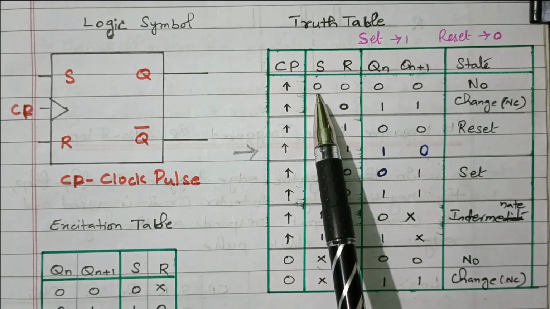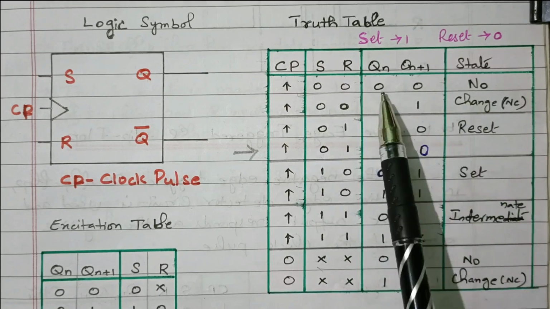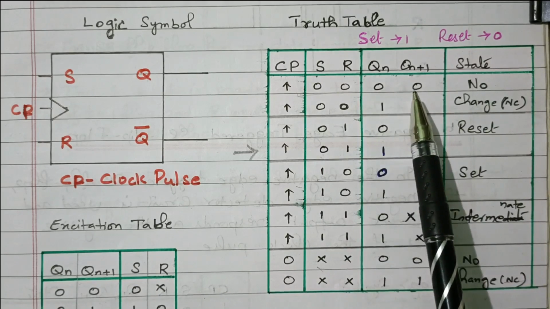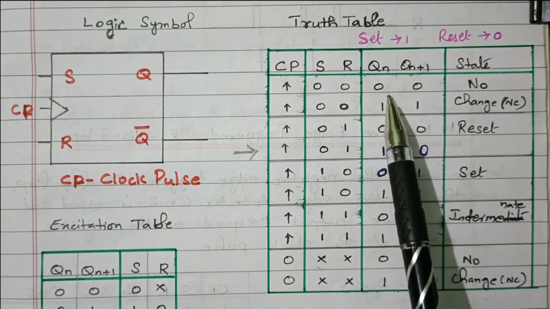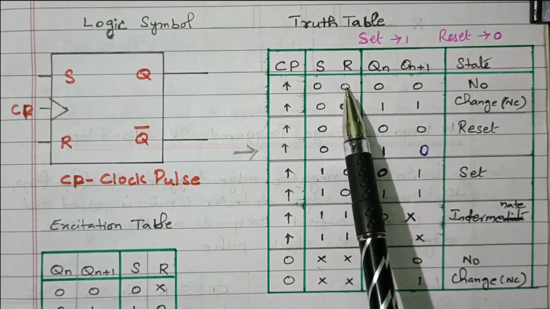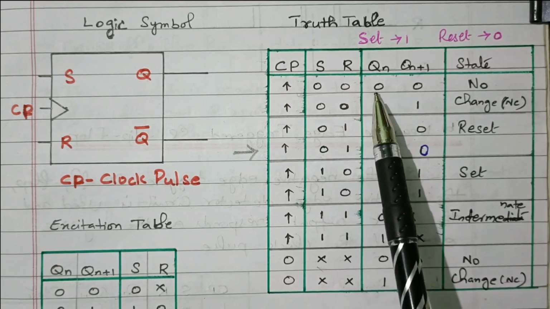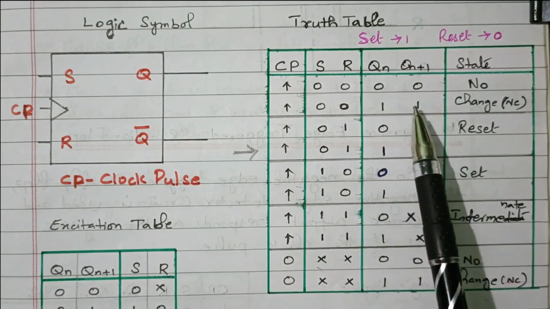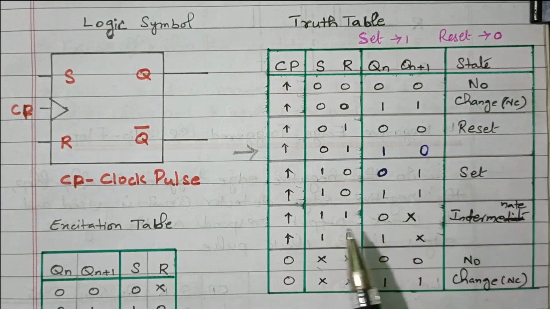If both S and R are 0, what will happen? No change. The present state and next state have no change. Whatever the present state is, the same will be available as the next state. There is no change in the state: 0 is 0, 1 means 1. If both inputs S and R are 0, if the present state is 0 then the next state is also 0, and if the present state is 1 then the next state is also 1. This is called no change.